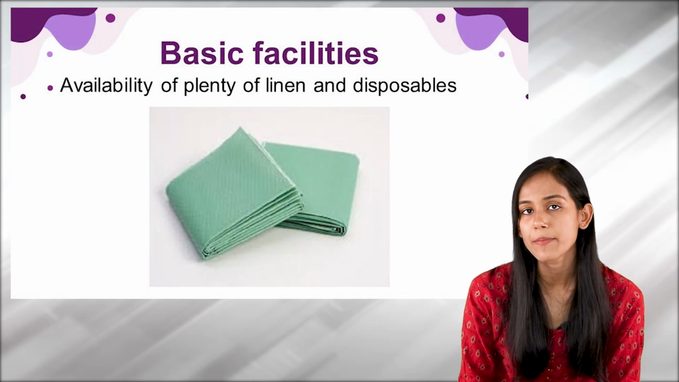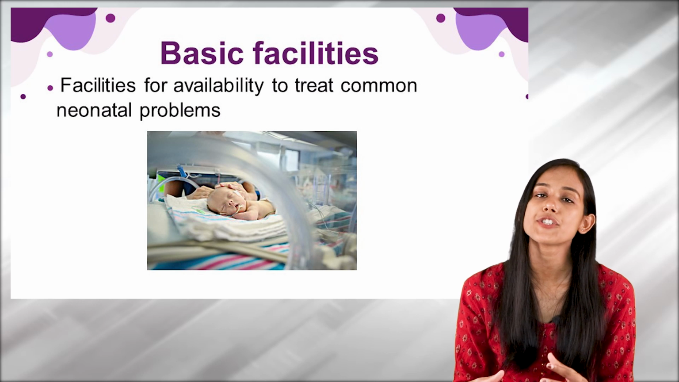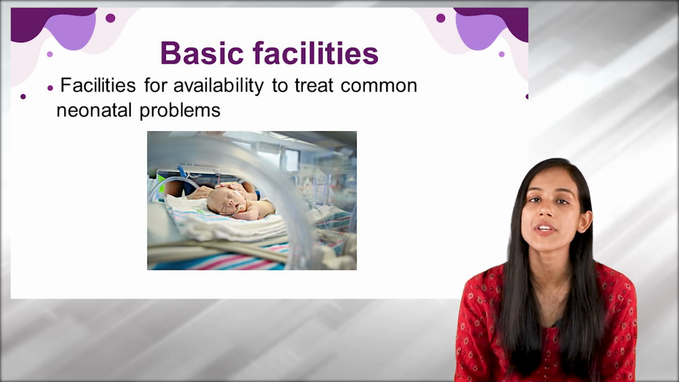So for that we should have, and most of the babies who are in the neonatal intensive care unit would be low birth weight or would have some sort of problems which we discussed earlier. There is a need of maintaining a thermoneutral environment. Then there should be availability of linen and disposables. And then there should be facilities to treat common neonatal problems.